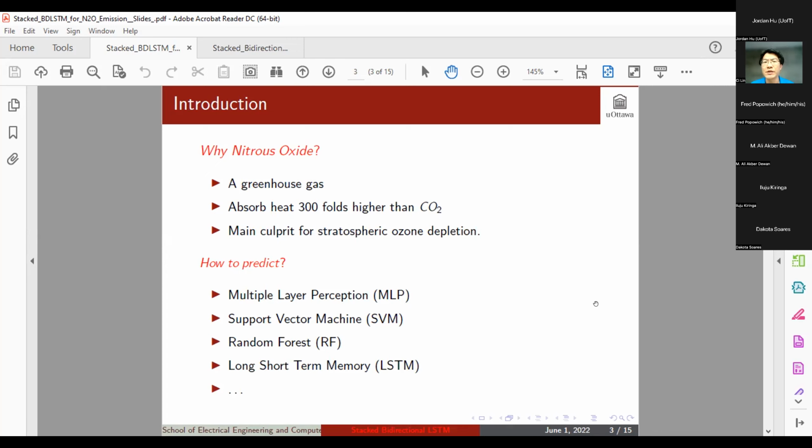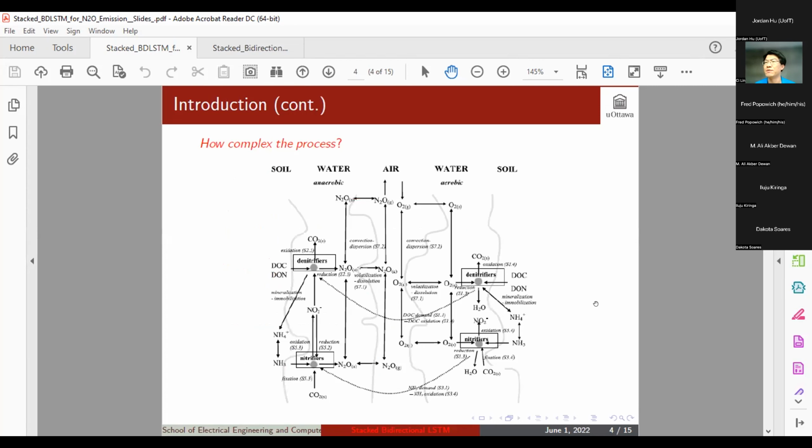And traditionally, we're using a lot of methods from the machine learning field to predict the emission of the nitrous oxide, such as multi-layer perceptron, the support vector machine, the random forest, and the long short-term memory. And you see the process of the emission of the nitrous oxide. Actually, you can see that we cannot describe the emission of the nitrous oxide using a simple differential equation and accurately describe the whole process. So that's why we choose the neural network model to predict the nitrous oxide, because it is a black box.